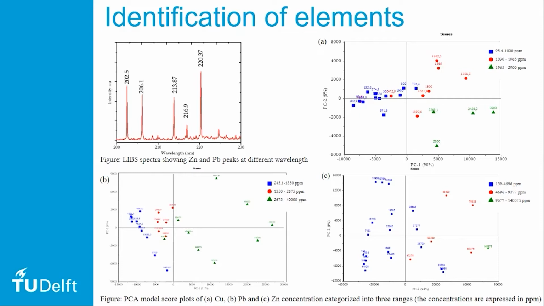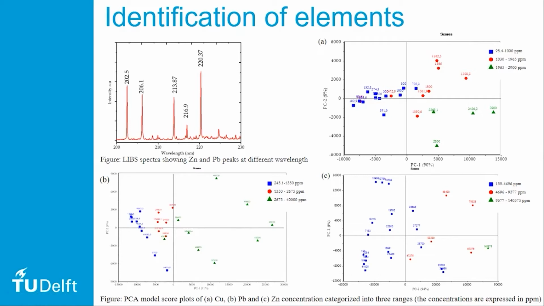This figure shows the PCA model for the classification of the analyzed samples based on the concentration of copper. This is, for example, the classification of the samples based on copper concentration, and this one shows the classification based on lead concentration, and this one with the zinc concentration.